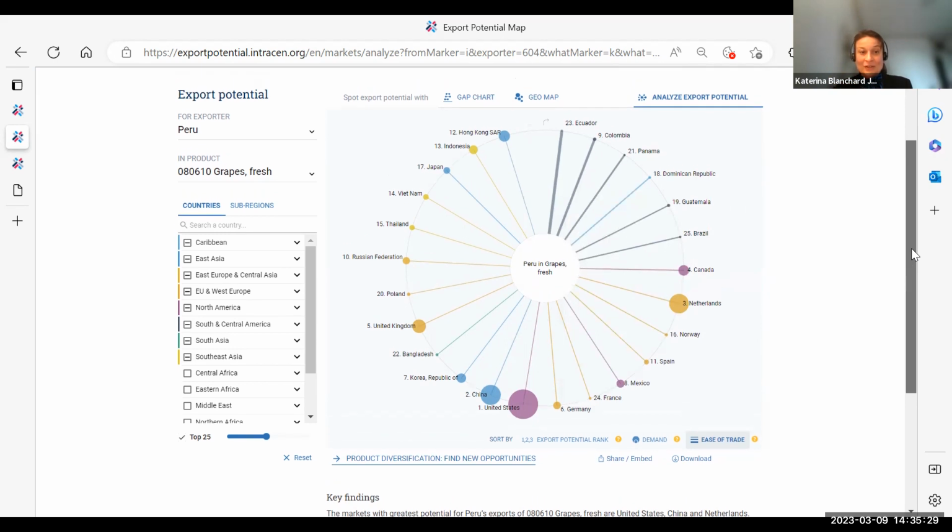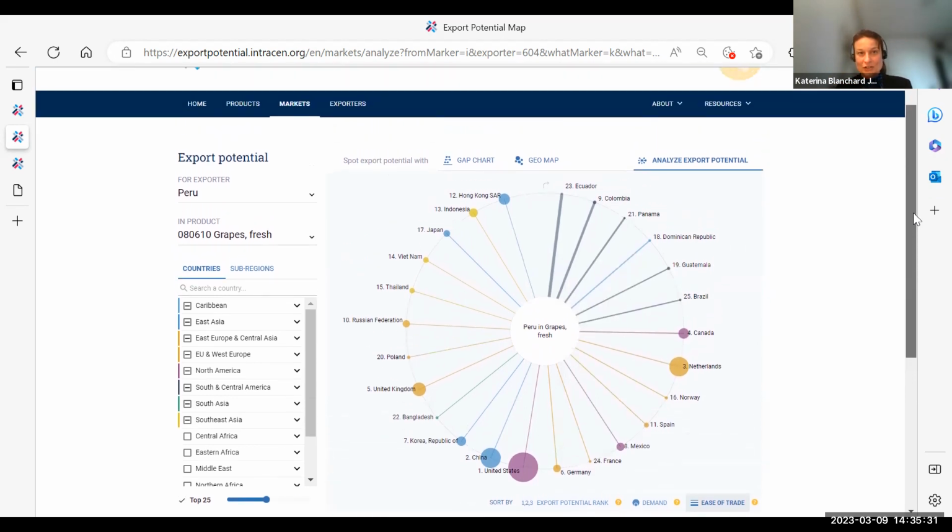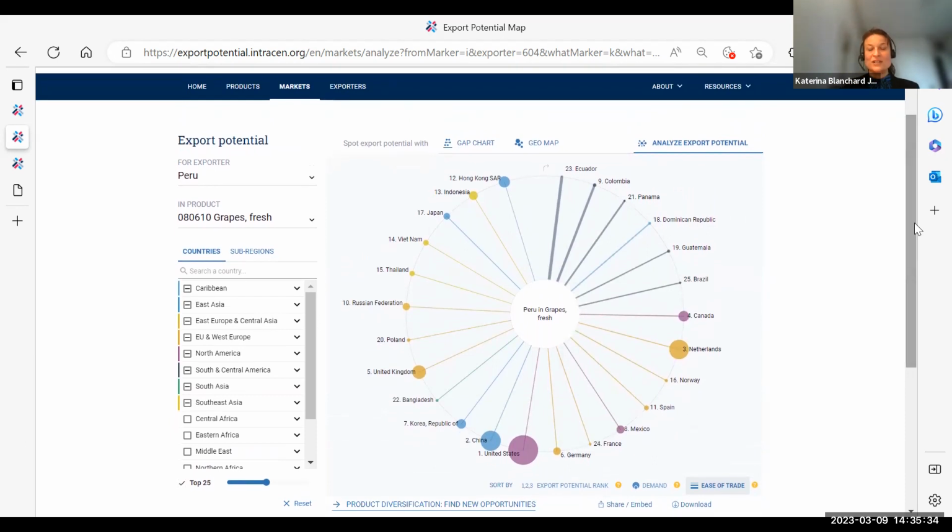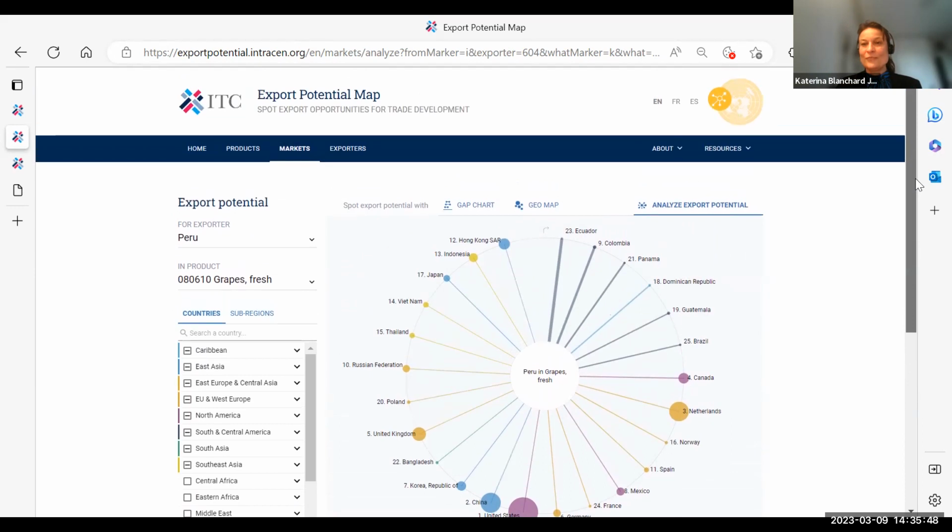We don't have much time to speak about product diversification. If you're interested in this indicator, I would be happy to say something later on, or I would like to invite you to have a look at the methodology. But instead, I will show you one more feature. So now our consultant, our trade advisor, knows what the markets with the highest potential for this particular product are. But she might also be interested in knowing what the export potential for the competitors is.